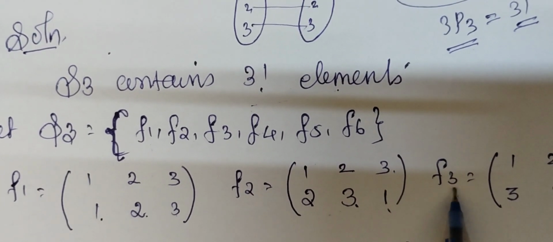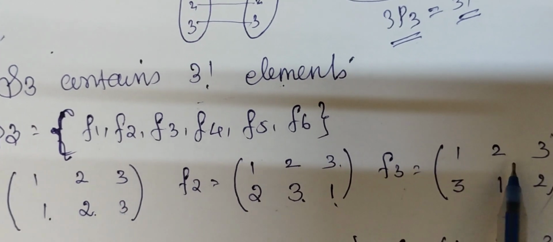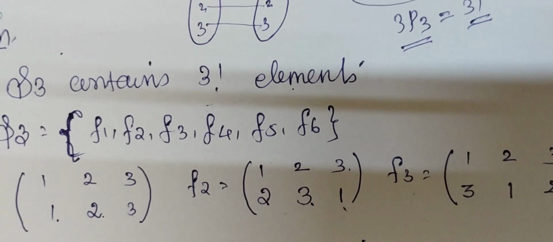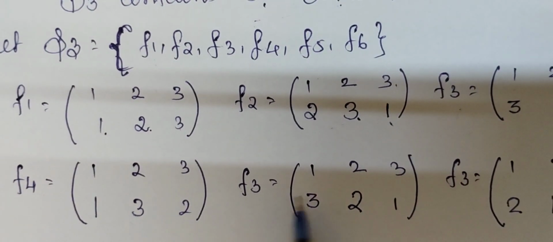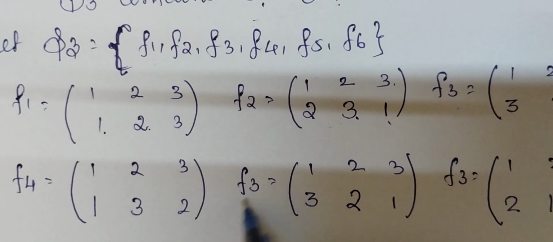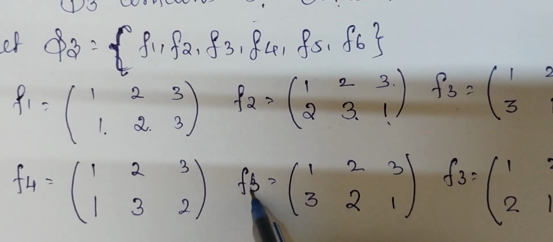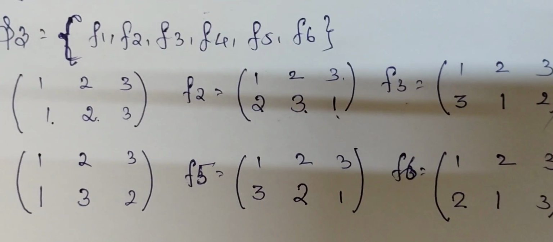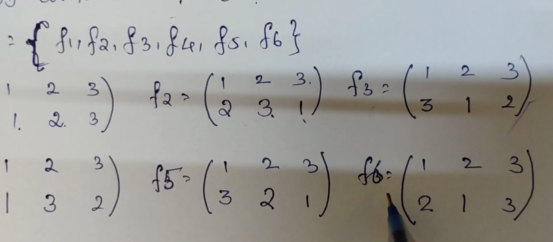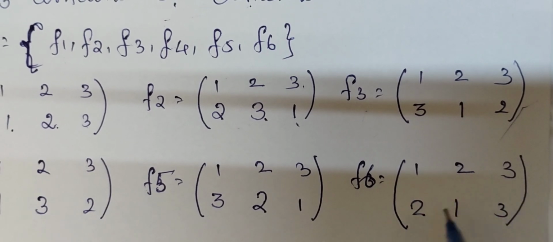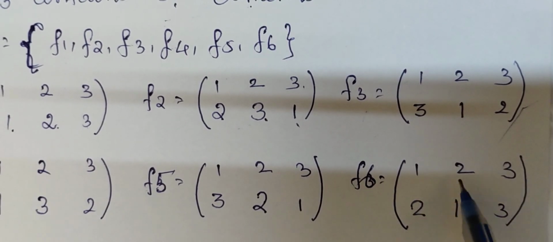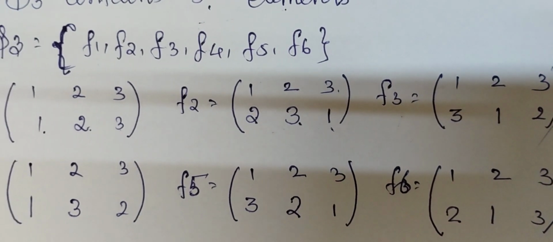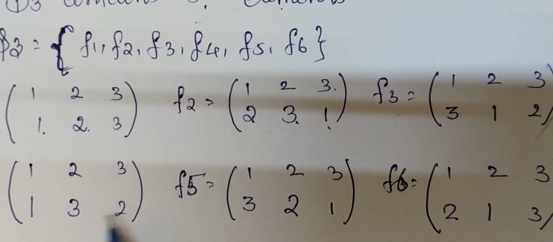So the next one, F3, is equal to 1, 2, 3, where 1 goes to 3, 2 goes to 1 and 3 goes to 2. In this similar way, we can write F4, F5 and F6. F6 is equal to 1, 2, 3, where 1 goes to 2, 2 goes to 1 and 3 goes to 3. So these are the 6 elements. So don't change this order.